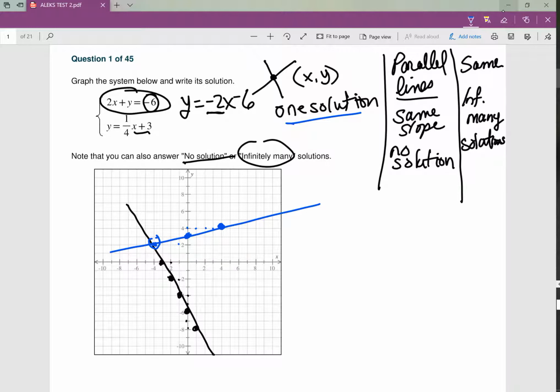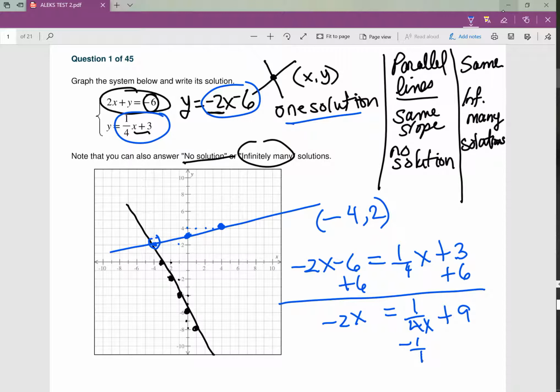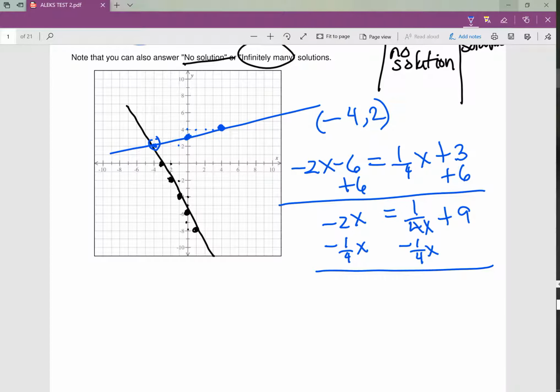If we look at the graph itself, we could see that that point looks like it's negative 4, 2, but we can verify that by setting these two equal to each other and solving for x. So let's see. If I take the negative 2x minus 6 and I set it equal to 1 over 4x plus 3, I can add that 6 and move it to this side of the equation. And right now I have negative 2x equals 1/4 x plus 9. And now I need to get rid of this value, so I'm going to subtract 1/4 x on both sides. Subtract 1 over 4x over here too. What ends up happening is that, obviously you could see that this is going to cancel on this side, leaving you 9 equal to, and now this is 2 over 1. I need a common denominator.